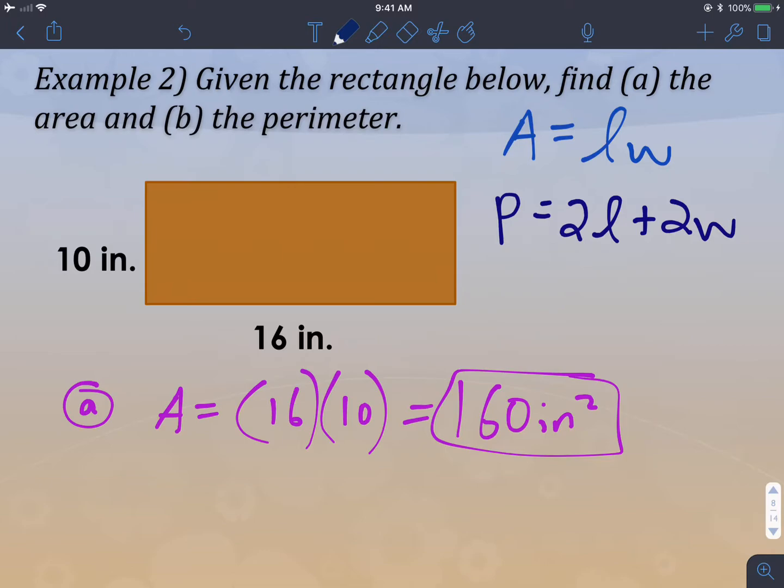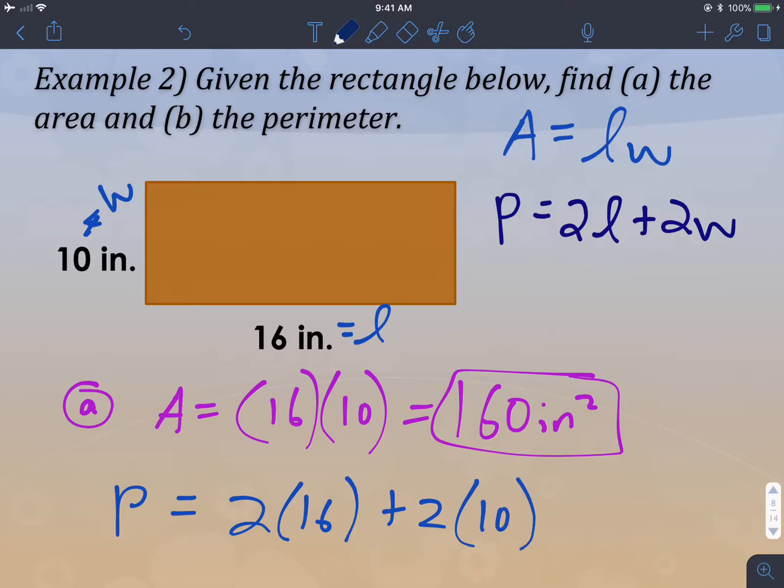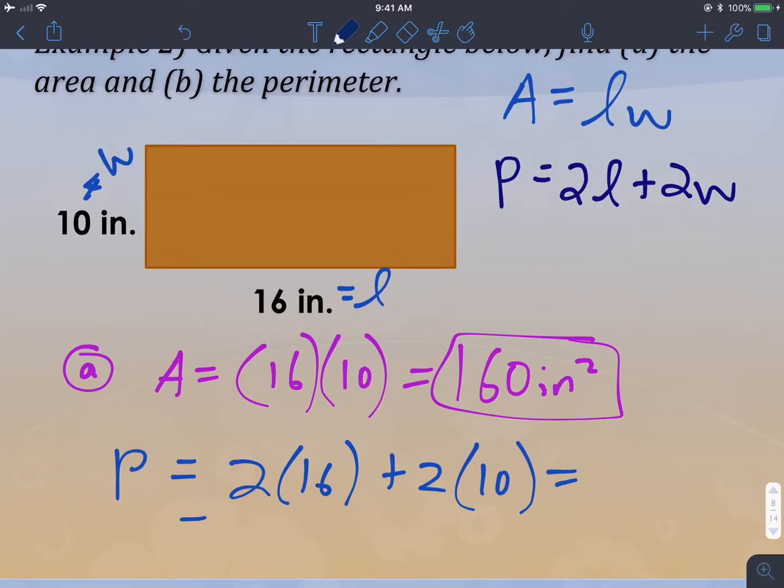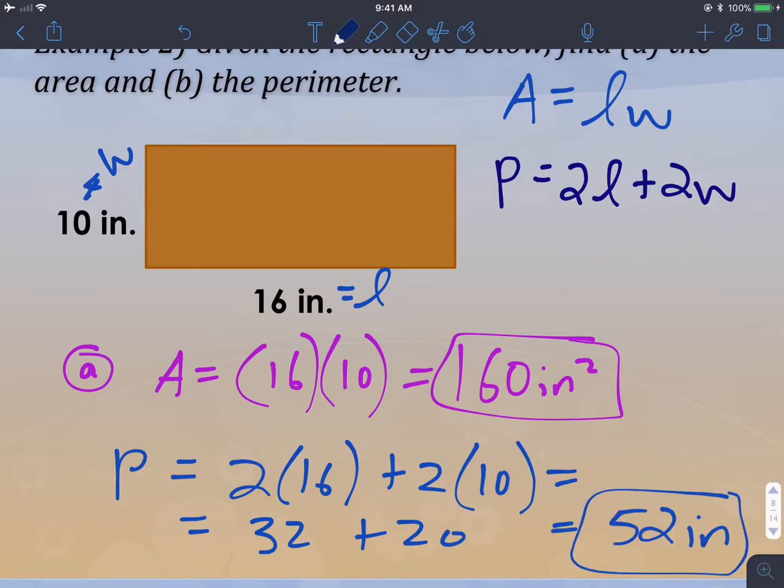The perimeter, the length is 16, so P is going to be 2 times 16 plus 2 times the width, which is 10, and that will be 32 plus 20, which is 52 inches. So let's, using the formula, plugging in some numbers.